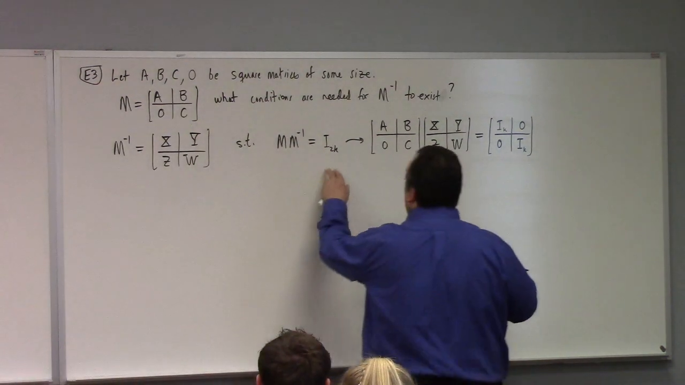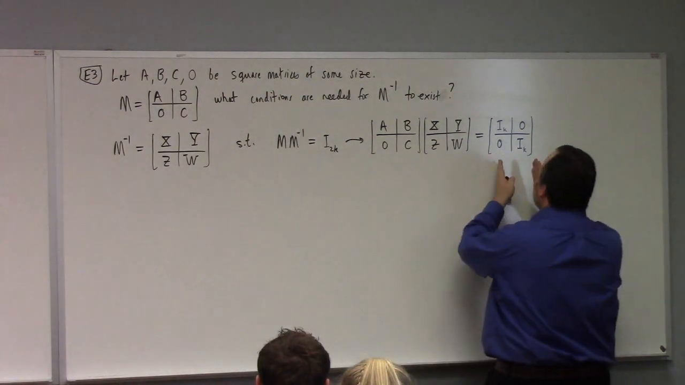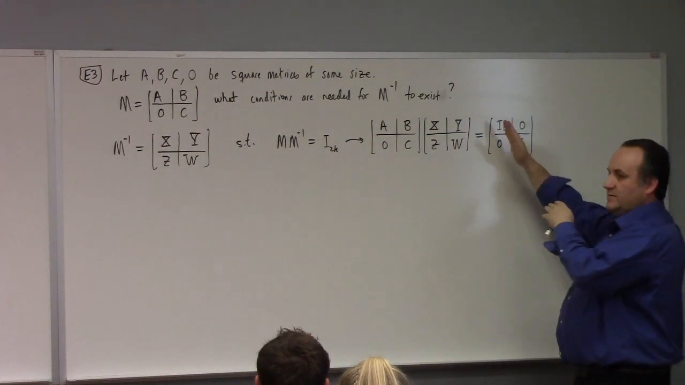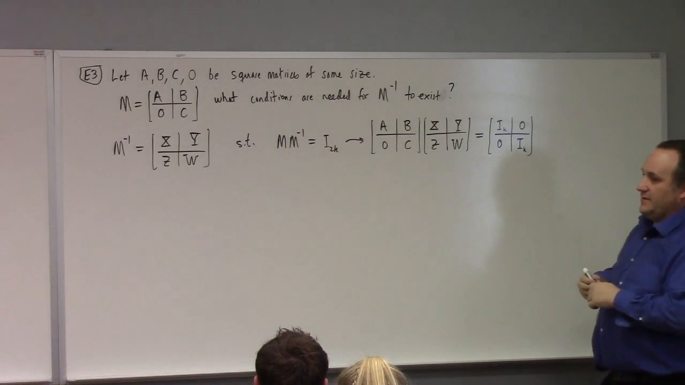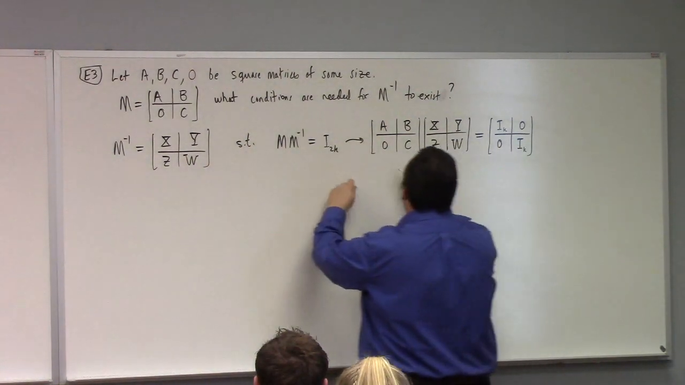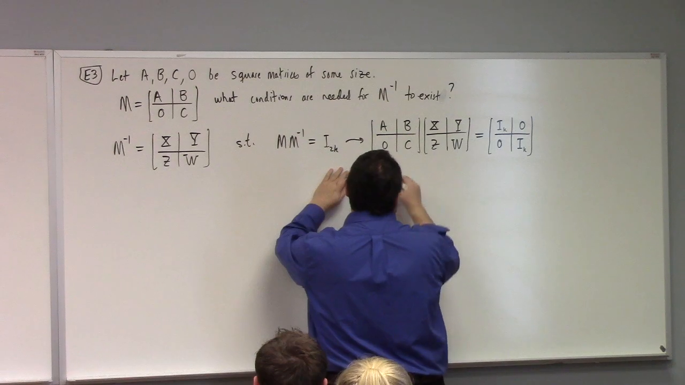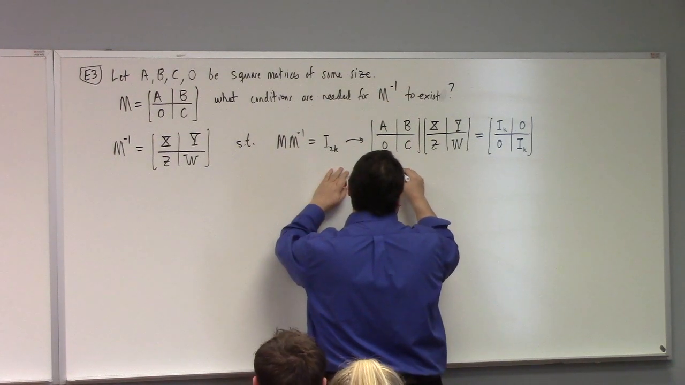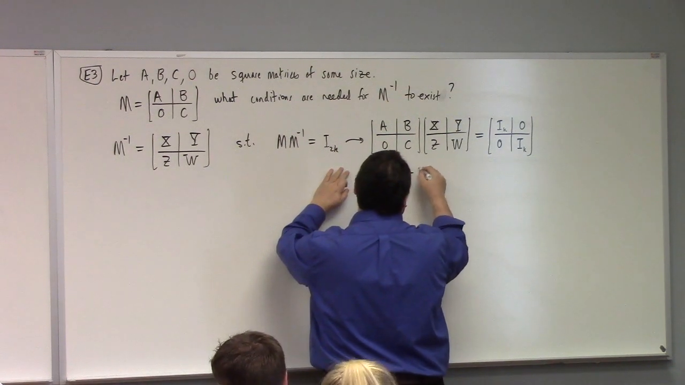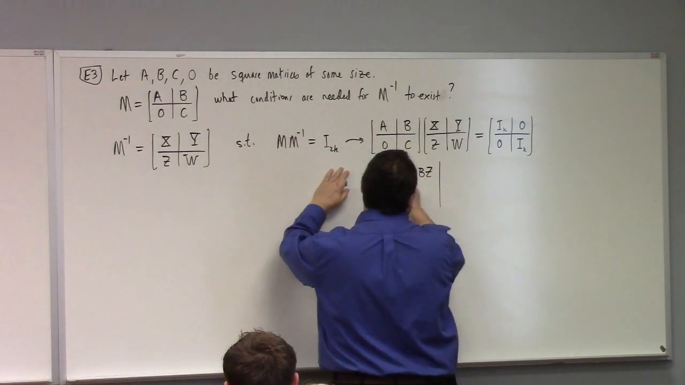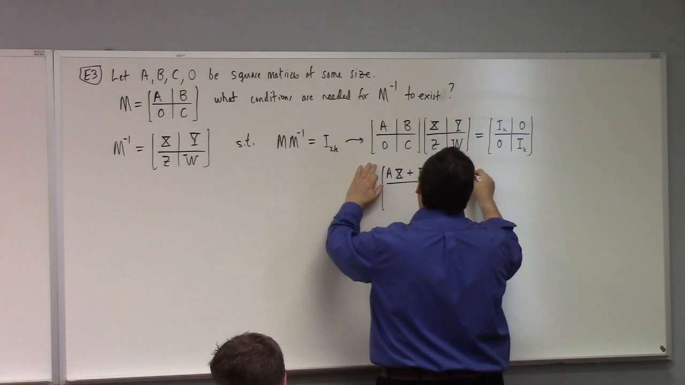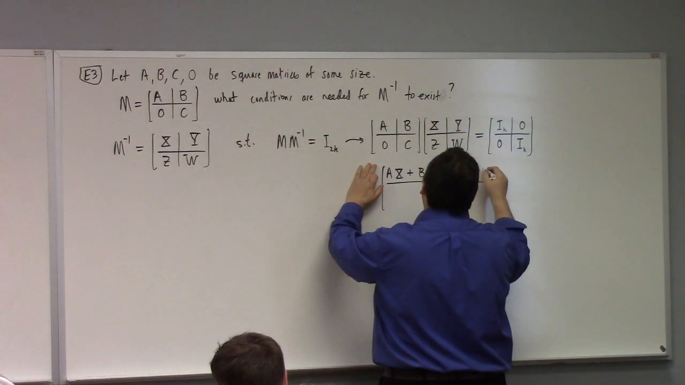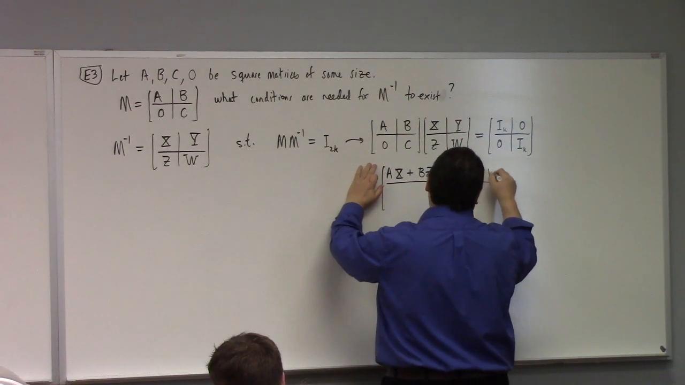So this is the 2K by 2K identity matrix. Of course, we can write that as the identity matrix and the identity matrix like this. All right, but block multiplication, how does that work? Well, we just multiply. So we have A times X plus B times Z. And over here we have A times Y plus B times W.